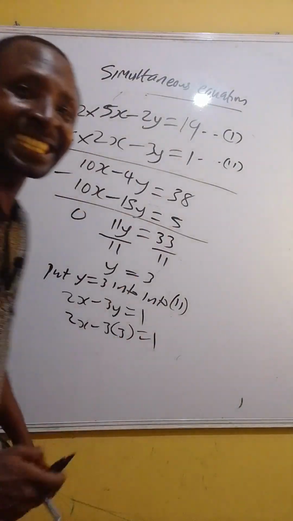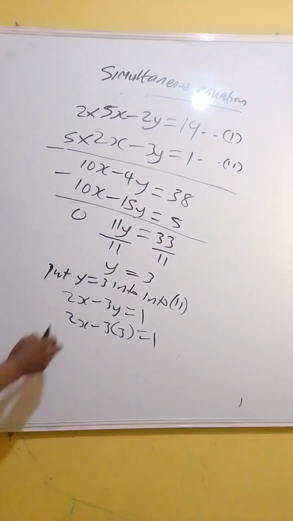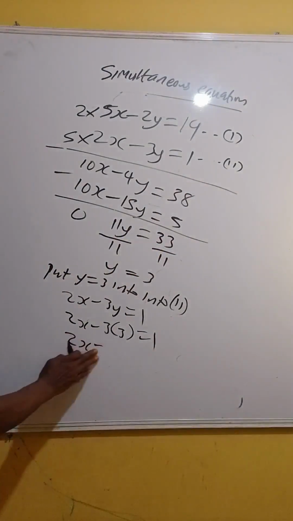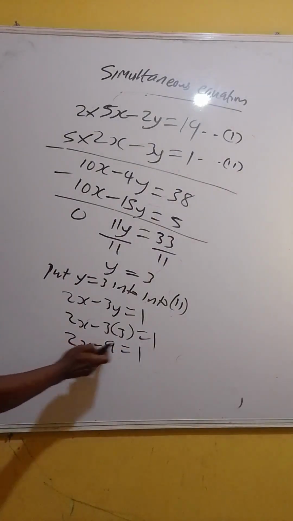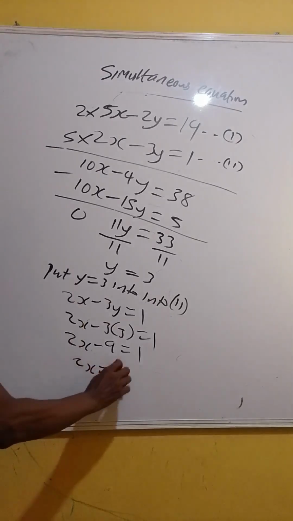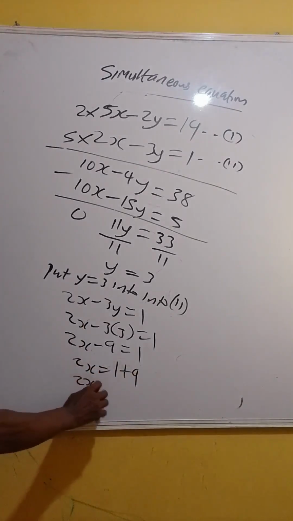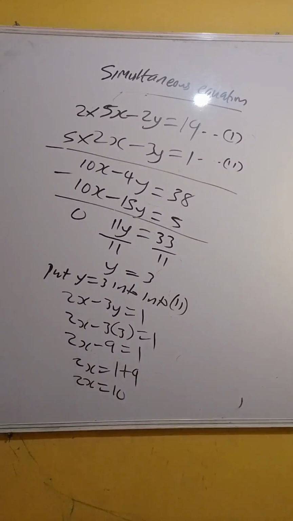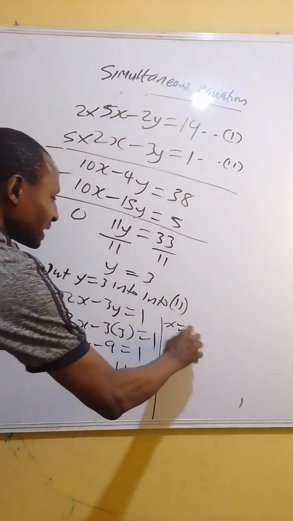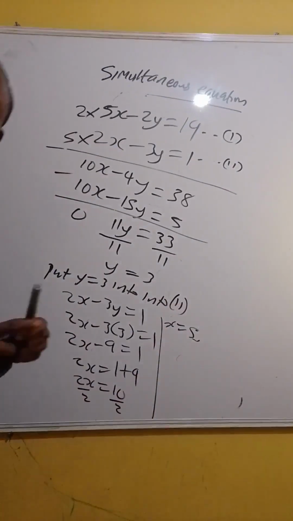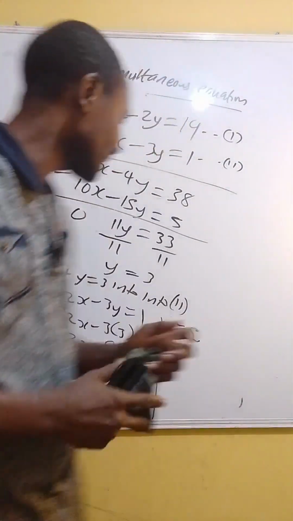3 times 3 is 9. So what do we do? 2x minus 9 equals 1. Transpose minus 9 to join this. 2x equals 1 plus 9. 2x equals 10. Divide by 2. Divide by 2. What do I have? x equals 5. So my x equals 5 when y equals 3.